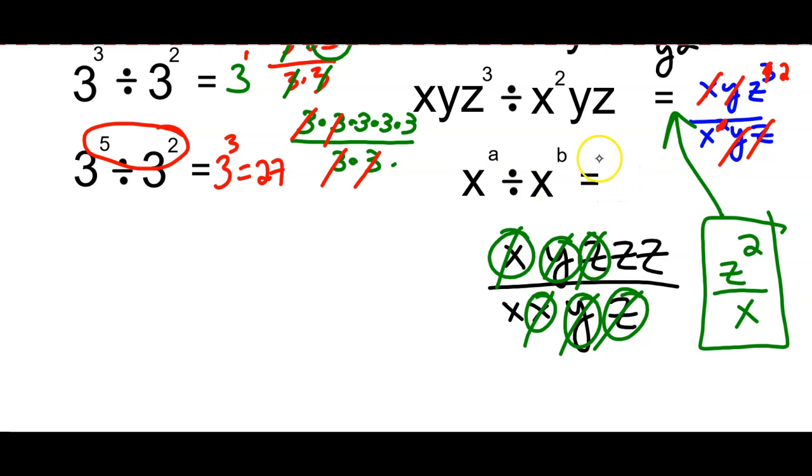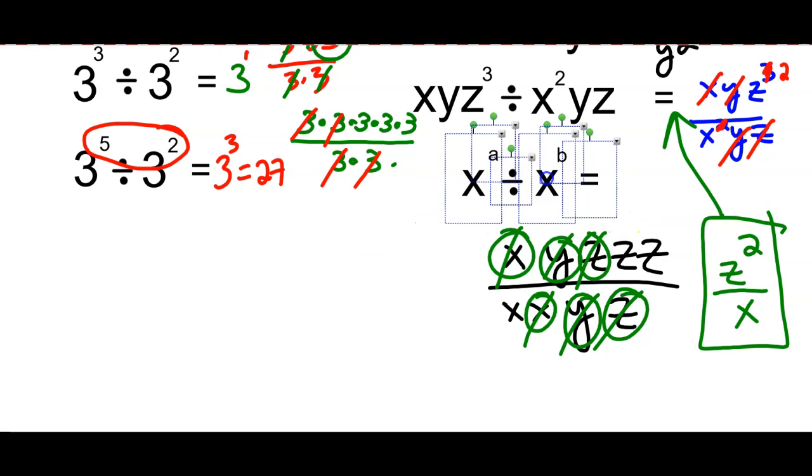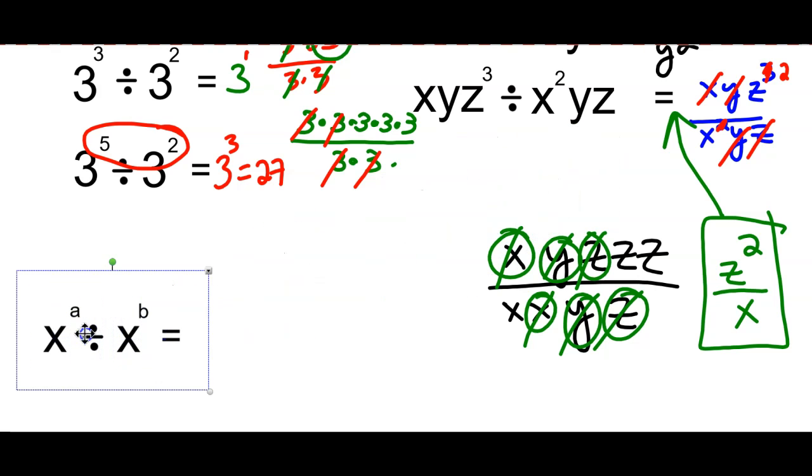So in general, let's move this over so we can see it a little bit better. Whoops. Does not want to move for me. There we go. In general, when we have x to the a divided by x to the b, you're going to say that's equal to x to the a minus b.